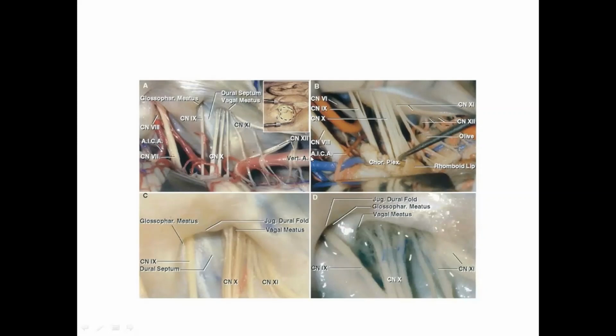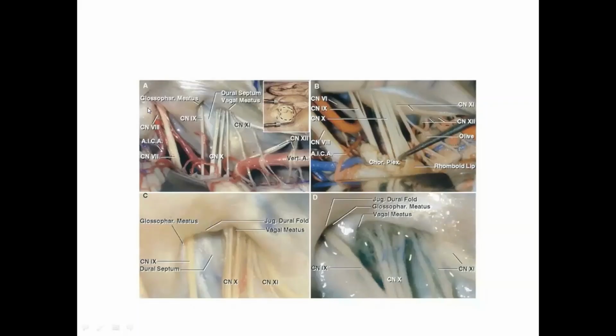We can see that the vertebral artery is coursing from down upwards. Also, the ICA can be appreciated here, which is coursing along the 7th cranial nerve, which is the branch of the basilar artery itself.